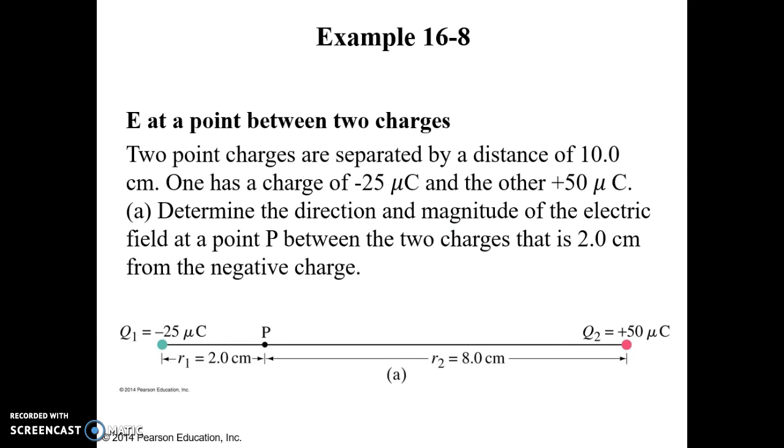Now let's do an example with two charged particles and calculate the electric field at point P labeled. In this example, we have two charged particles separated by a distance of 10 centimeters. One has a charge of -20 microcoulombs and the other has a charge of +50 microcoulombs. We want to first determine the direction and magnitude of the electric field at point P between the two charges, that is 2 centimeters from the negative charge.